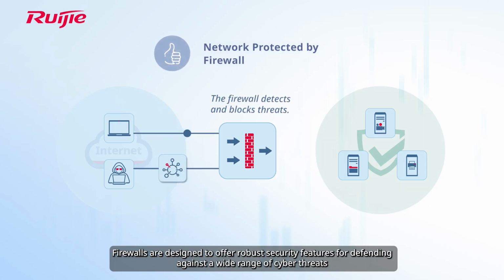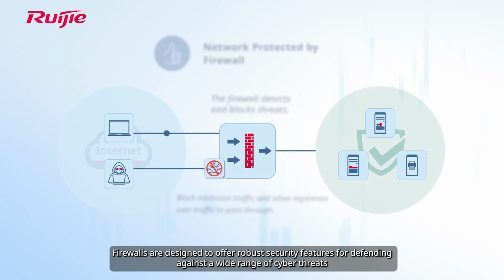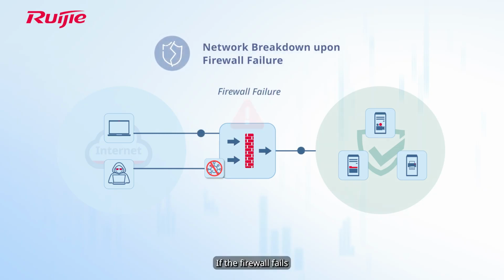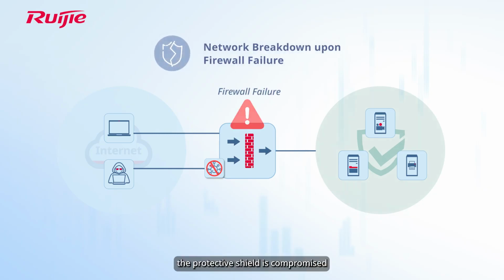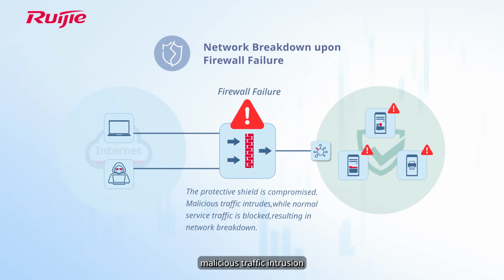Firewalls are designed to offer robust security features for defending against a wide range of cyber threats. If the firewall fails, the protective shield is compromised. This exposes an enterprise to risks such as unauthorized access, malicious traffic intrusion, and data leakage, and can also disrupt normal service traffic, leading to network breakdown.